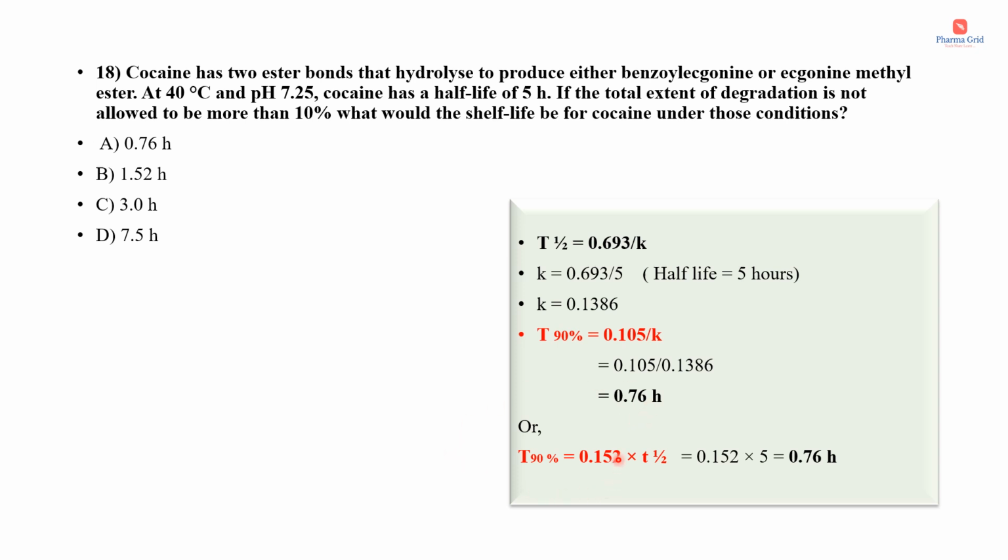Okay, now using the next method, the next equation is T90% is equal to 0.152 into T half. 0.152 into T half is 5 hours. So we will get the same answer, that is 0.76 hours. So here the correct answer is option A. So you can use either of these equations in order to calculate the shelf life.